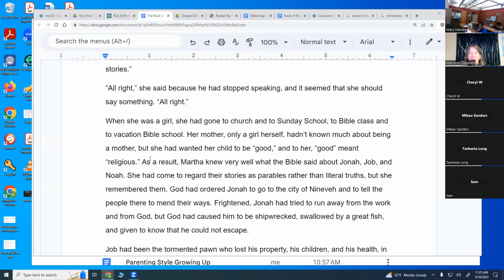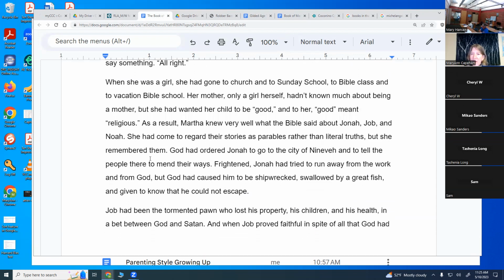When she was a girl, she had gone to church and to Sunday school, to Bible class, and to vacation Bible school. Her mother, only a girl herself, hadn't known much about being a mother, but she wanted her child to be, in quotes, good, and to her, in quotes, good, meant, in quotes, religious. As a result, Martha knew very well what the Bible said about Jonah, Job, and Noah. She had come to regard their stories more as parables rather than literal truths, but she remembered them.